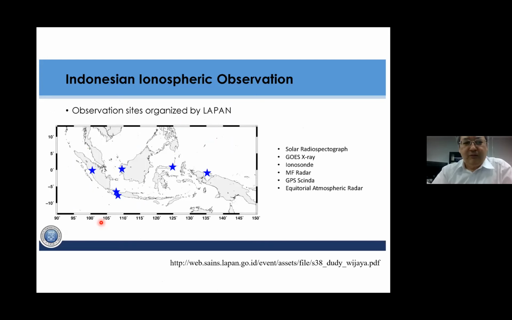I extracted this from the LAPAN page, and you have several stations. I know the Padang station and the Lamban station. I know, I visited there, and you have the other stations. And I don't know whether their operation is continuous or not, but you have potential. I know Padang is much more stable, but if you have a chance to analyze the data, you can get some good results, I guess. Okay.